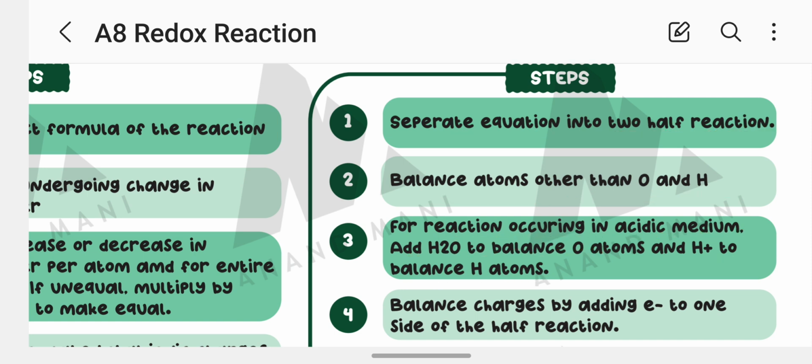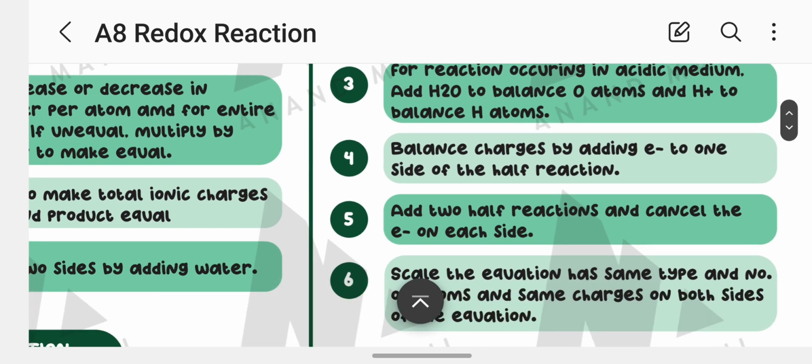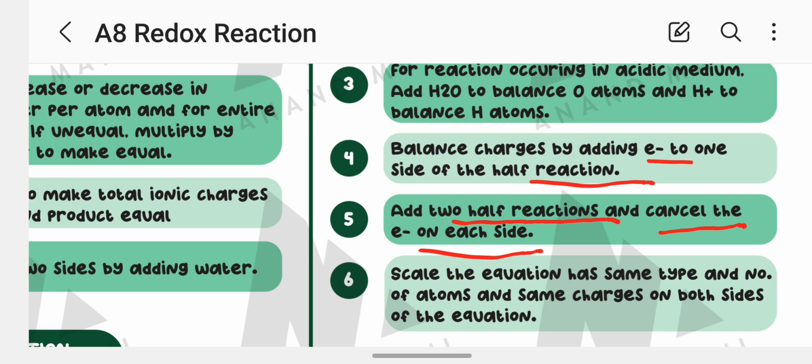Alright. Then we balance charges by adding electrons to one side of the half reactions. When we add electrons to one side of the half reactions in the half reaction method, then we add the two half reactions and cancel the electrons on each side. Afterwards, the last step is to be done.